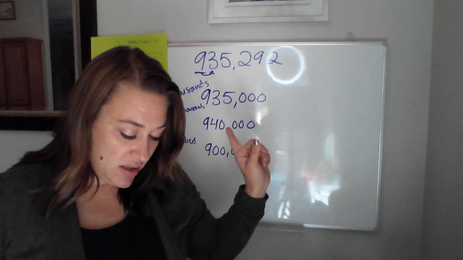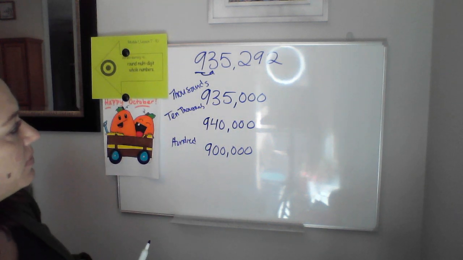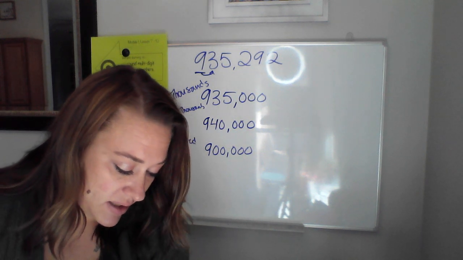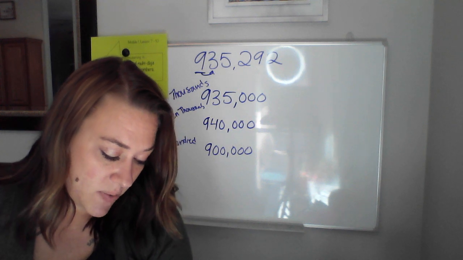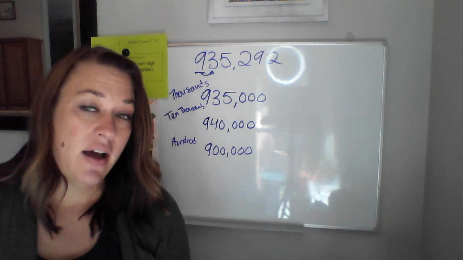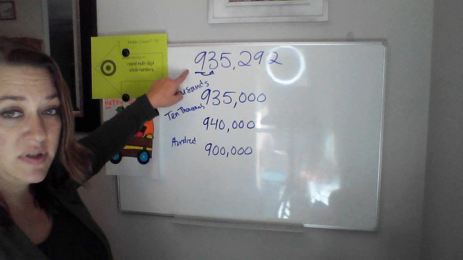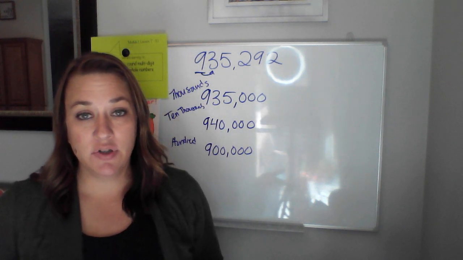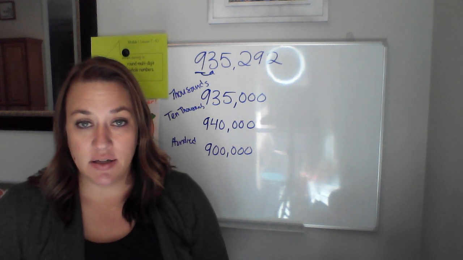Okay, so we're going to use this information to talk about, for example, in the year 2012, there were 935,292 visitors to the White House. And we're going to assume that each of those people got a map of the White House. And so for 2013, they want to figure out how many maps they are going to need to order.